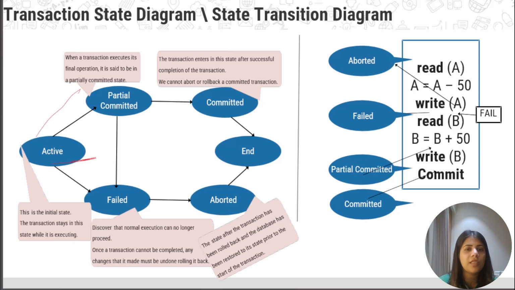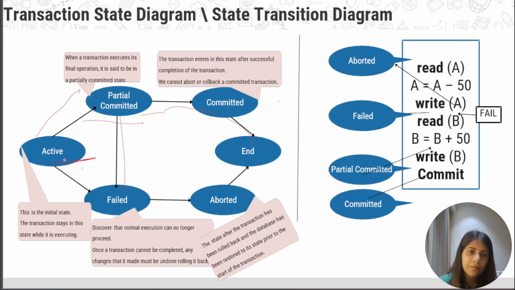Let's understand the first possibility, which is partially committed. When a transaction executes its final operation, it is said to be in the partially committed state. The transaction enters this state after a successful completion of the transaction, and we cannot abort or roll back the committed transaction. From the partially committed state, it will go to the committed stage and then it will end the transaction. Now, there is also a possibility that from the partially committed stage, if the transaction fails for some reason, it will go to a failure stage.